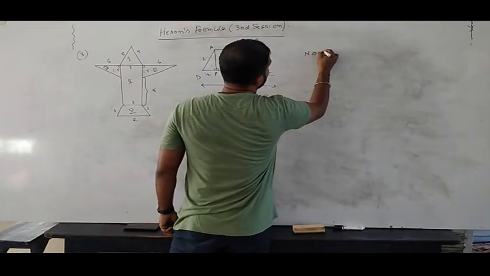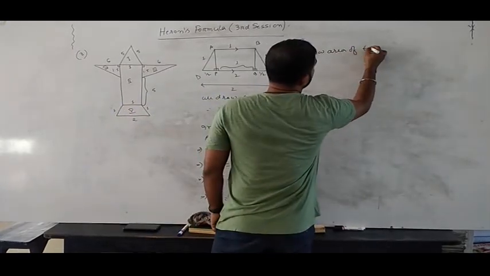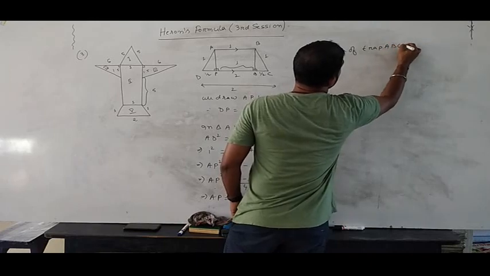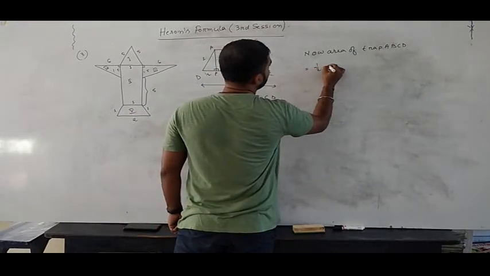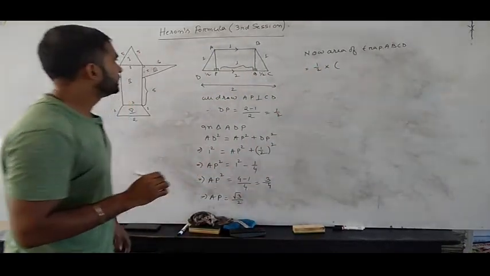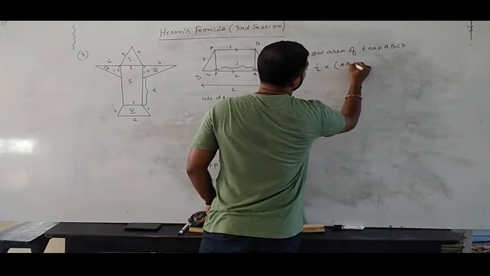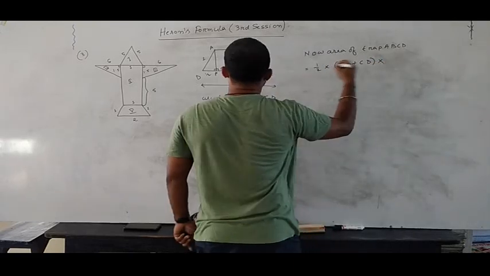Now area of trapezium ABCD equals half into sum of the parallel sides. The parallel sides are AB and CD. AB equal to 1 and CD equal to 2, into height equal to AP.